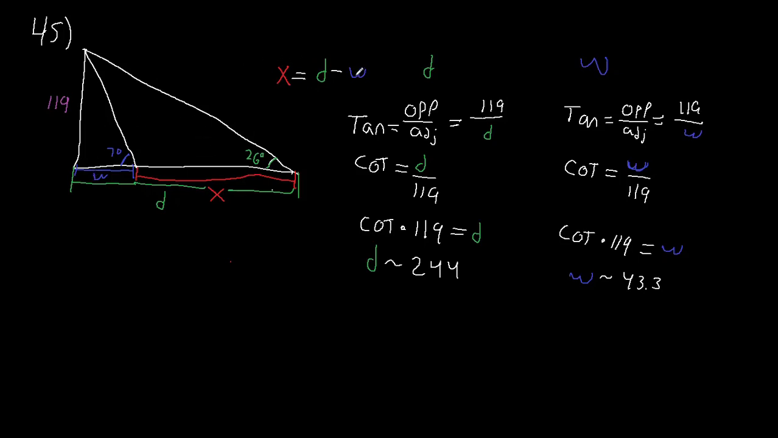All right, so now we have our D and we have our W. Now we can go back up here and figure out x. Our x is going to be equal to our D, which we said was 244, minus our W, which we said was 43.3. If we do the math on that, we should get 200.7.